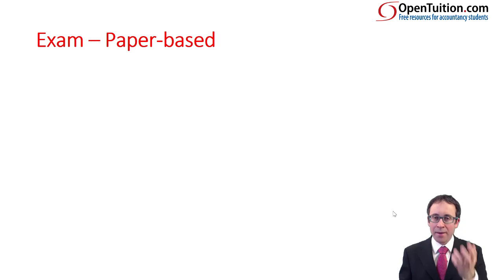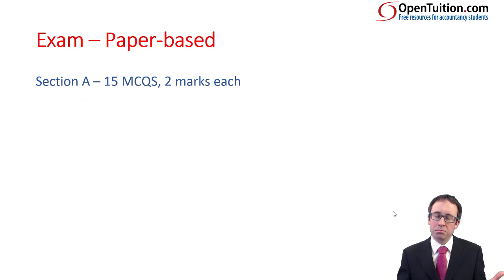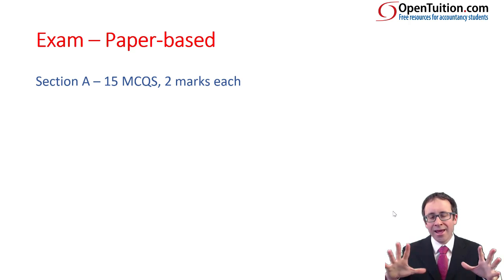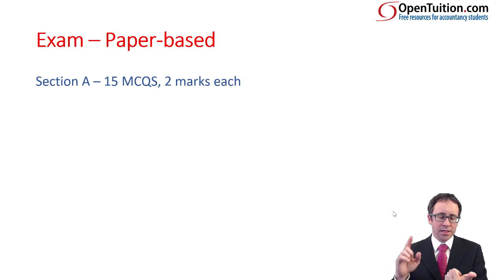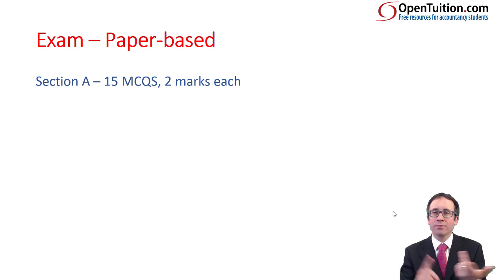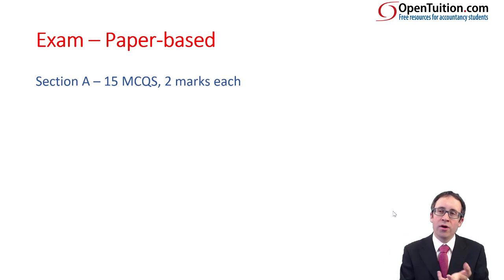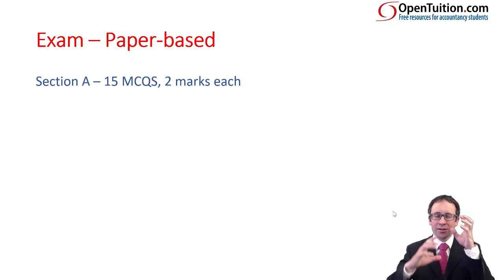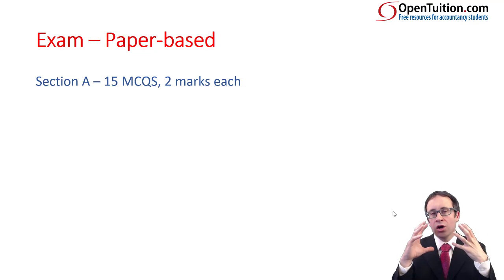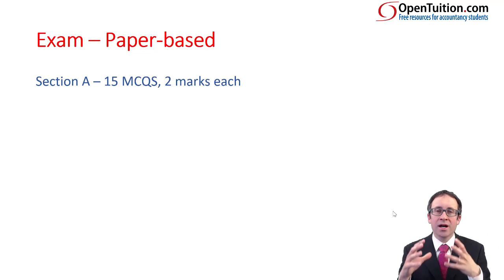We'll look first of all at the paper-based assessment. Paper-based, section A, 15 multiple choice questions, 2 marks each. So that gives you 30 marks in total for section A. Now, multiple choice questions can test any aspect of the syllabus. It can test you on groups, individual company accounts, the individual accounting standards, the framework, and the analysis and interpretation. So that's why you need to have a good coverage of the entire syllabus.